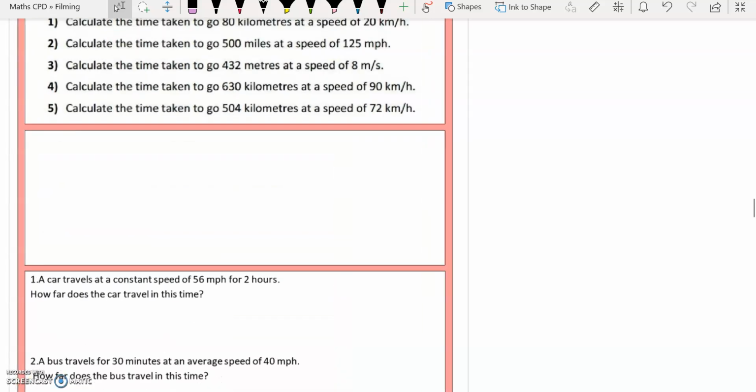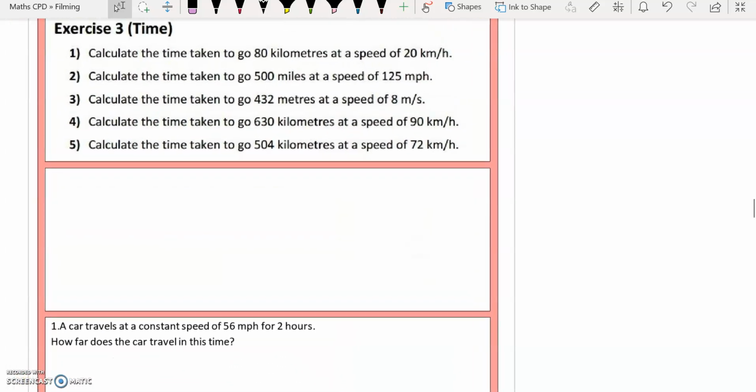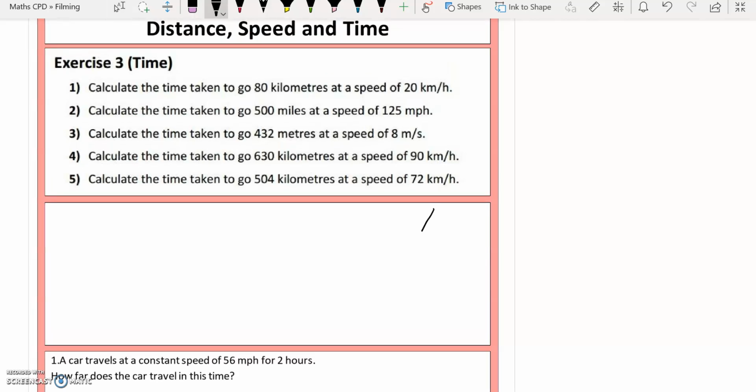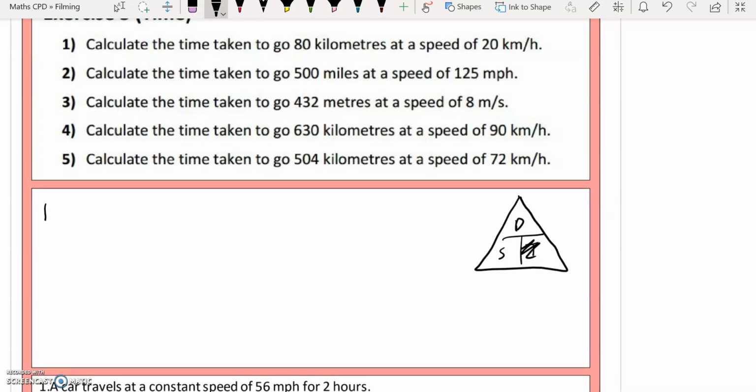Okay, similarly we've got time. I'm only going to do one example for time. So once again we've got d, s and t. So to calculate time, we'll do distance divided by speed. I'm only going to do question 1 here. So time equals distance over speed.